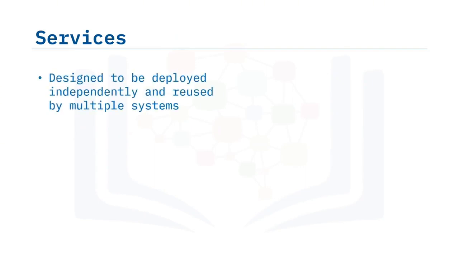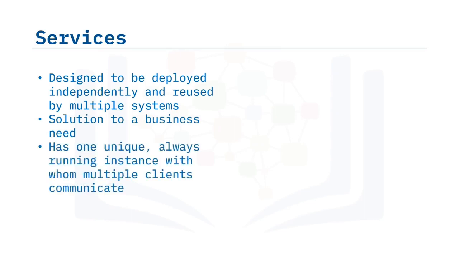A service is like a component, also a unit of functionality, but it is designed to be deployed independently and reused by multiple systems. A service focuses on a solution to a business need. A key difference between a component and a service is that a service will only have one unique, always running instance with whom multiple clients communicate.